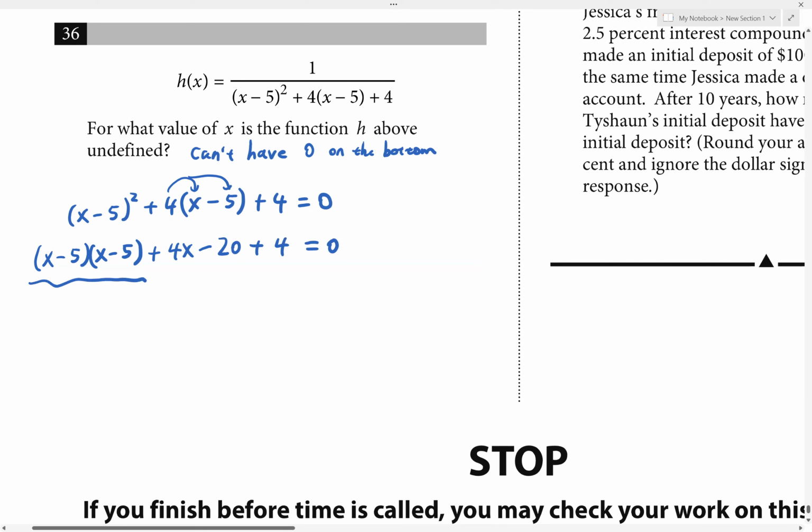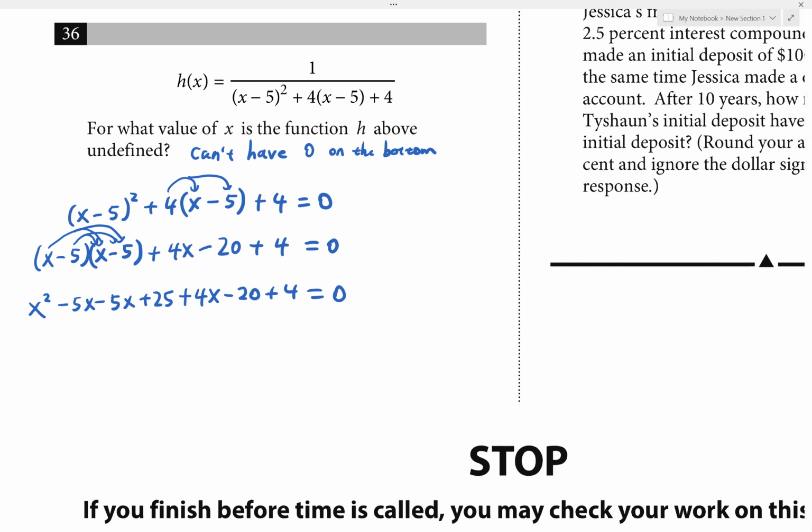Then we multiply this part out. We have to do FOIL, distributing and multiplying everything out. So x times x is x squared. x times negative 5 is negative 5x. Then negative 5 times x is negative 5x. And negative 5 times negative 5 is positive 25. And then we have everything else. Once we have that, we can simplify and combine like terms.